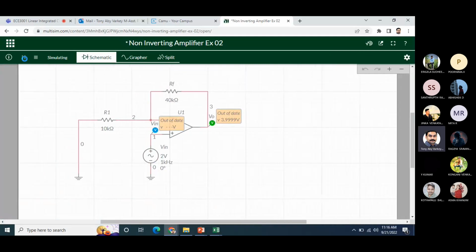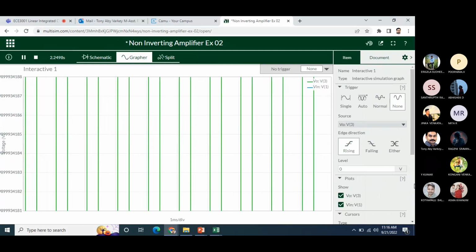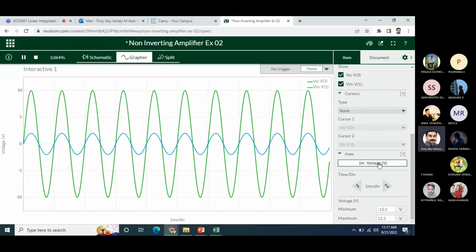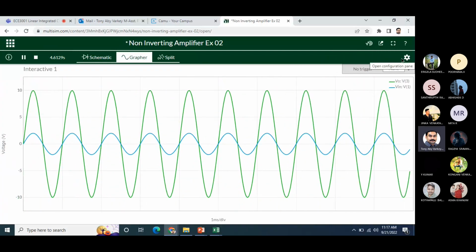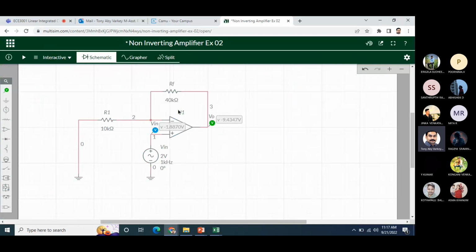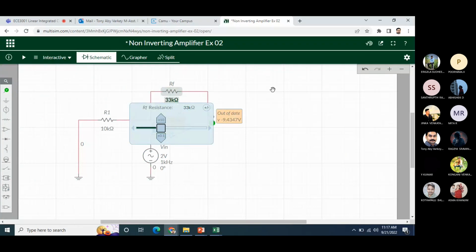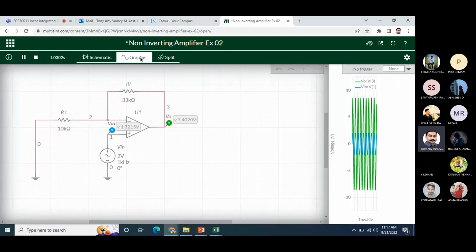I'll click on run and I will check the graph. Okay, but before that, what were the resistor values given? I changed that. Okay, so this was 33 kilo. Correct. I did not change that in the question. Now let us see.